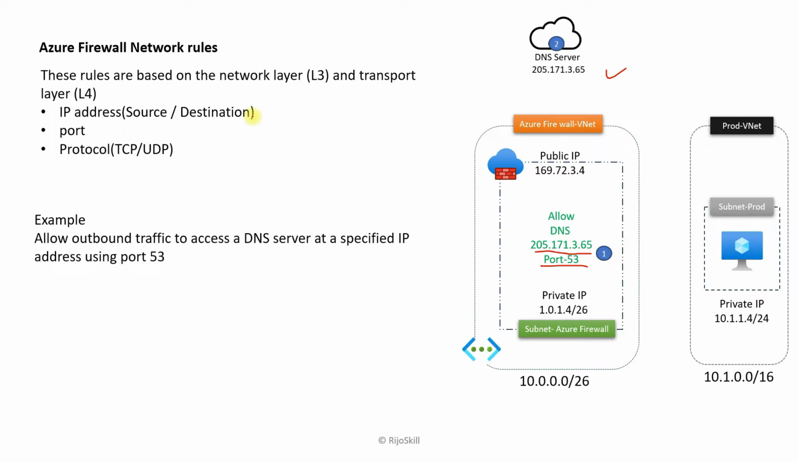So the major components are IP address, ports, and protocol. The traffic will pass here, and then the firewall checks whether the rule is available or not. If the rule is available, it will allow. If there is no rule, it will deny. Currently the rule is available, so it will give access to your DNS server. So now you understand what the Azure Firewall network rule is.